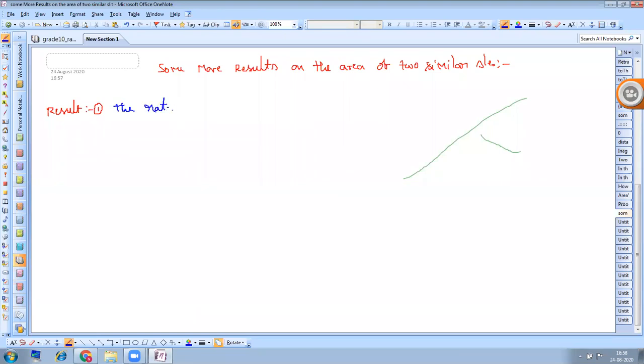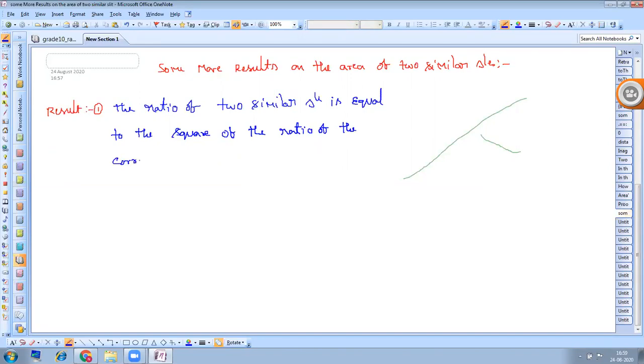The ratio of the areas of two similar triangles is equal to the square of the ratio of their corresponding altitudes.